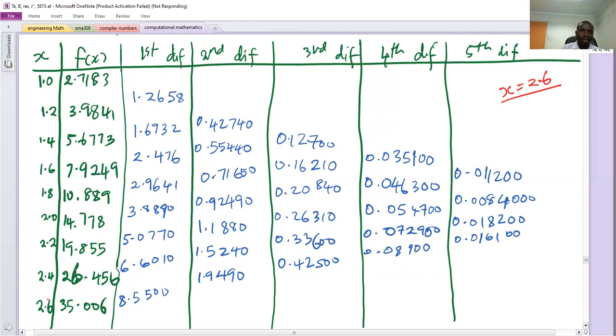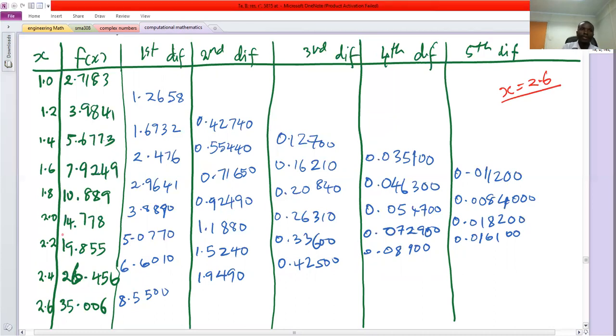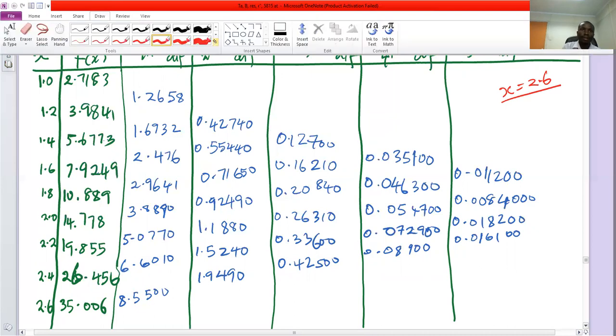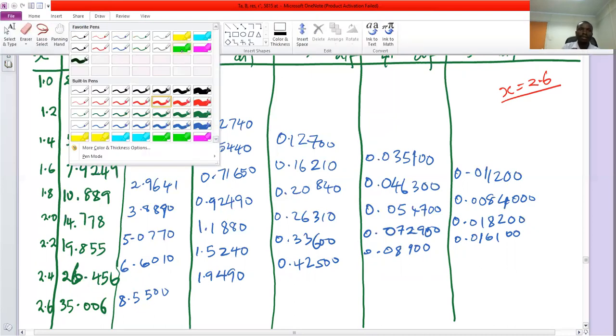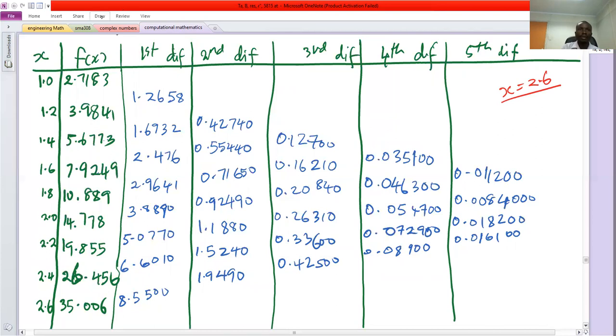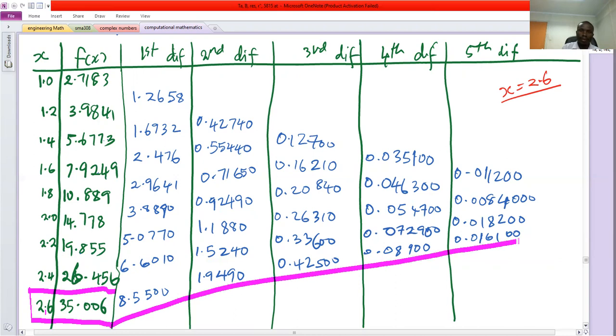So x equals 2.6 is this number here. So once you have identified the value of x whose derivative you want to calculate in the difference table, you define a diagonal corresponding to that value and its value of f. So in this case, we'll be using this diagonal. So these are the values that we are going to use.